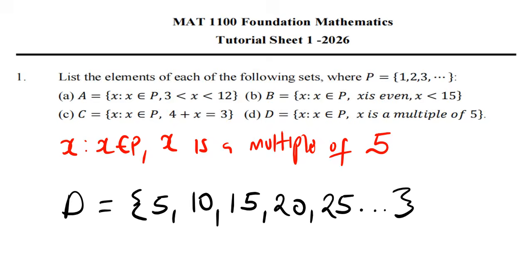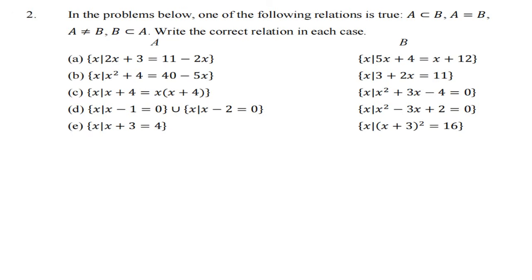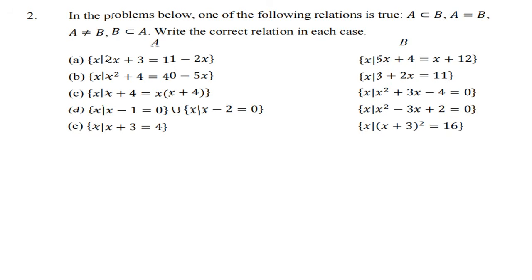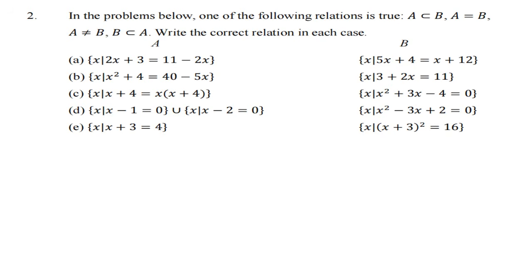Let's go to the second question. Question number 2 says, in the problems below, one of the following relations is true: A is a proper subset of B, A is equal to B, A is not equal to B, B is a proper subset of A. Then we are told to write the correct relation in each case. So those are the questions that we've been given.